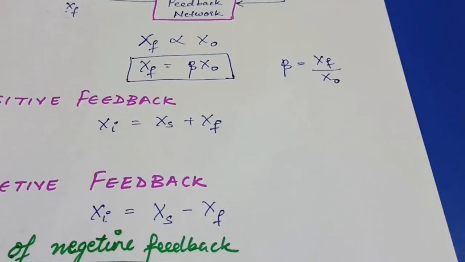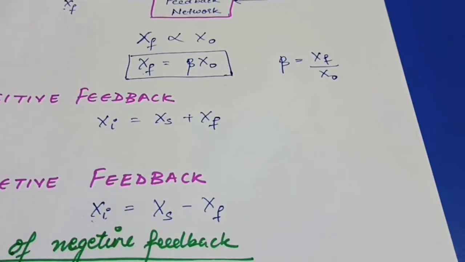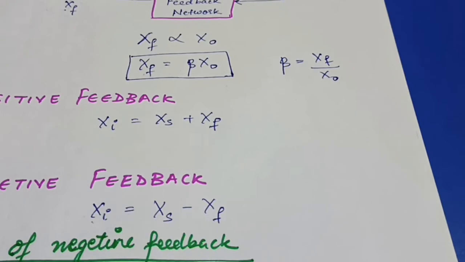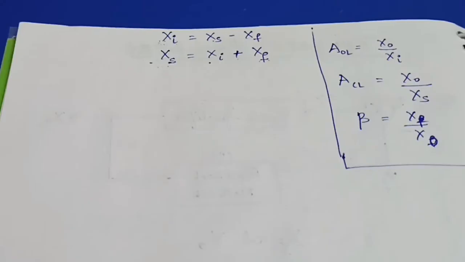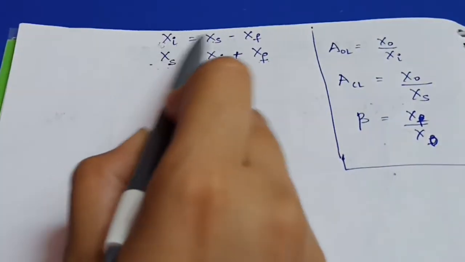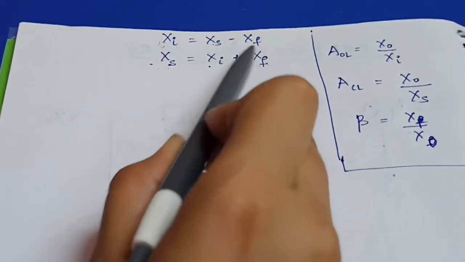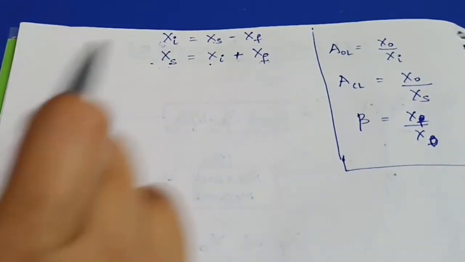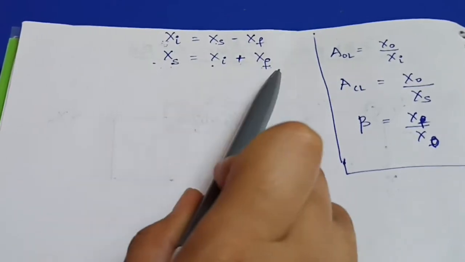Since we are dealing with negative feedback and we want to see the effect on the gain of the amplifier when negative feedback is used, here we will use the equation for negative feedback, which is nothing but xi is equal to the difference between the input signal and the feedback signal. So let's write this equation and then calculate. So guys, here xi is equal to xs minus xf. Rearranging this equation, we get xs is equal to xi plus xf.